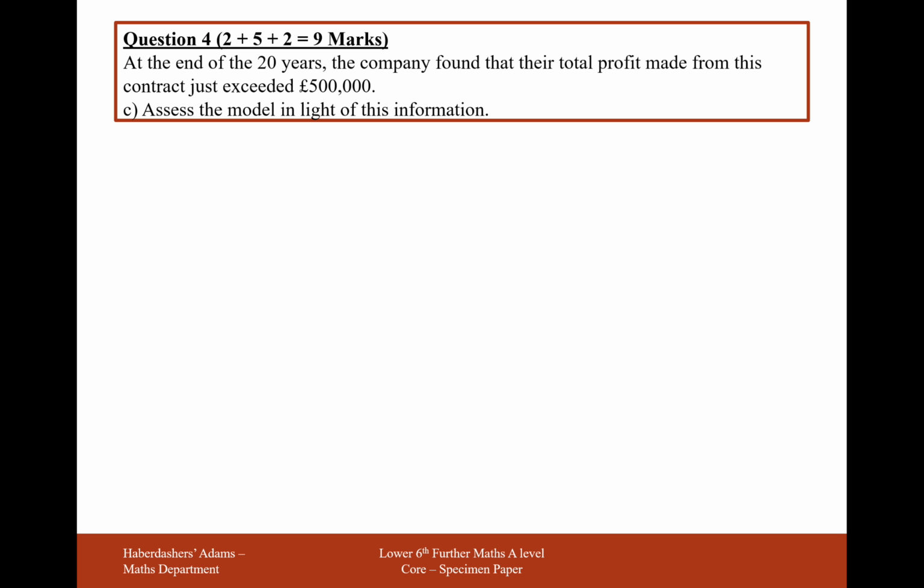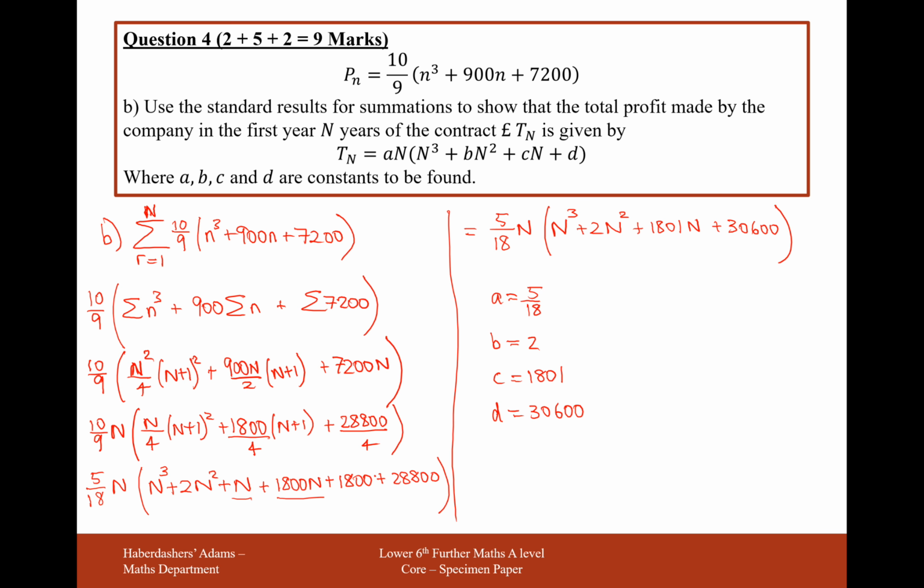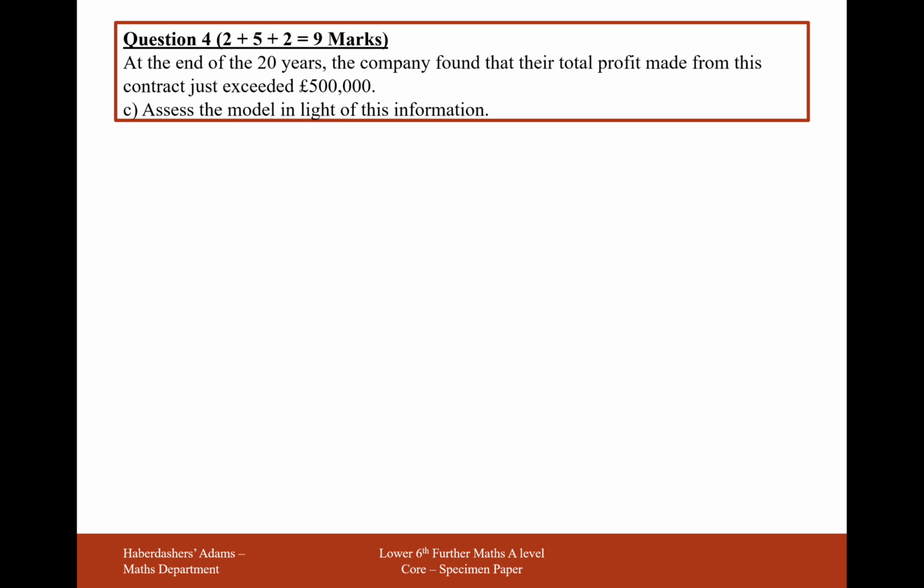Part C, the last bit: at the end of 20 years, the contract has just exceeded 500,000. Assess the model in the light of the information. So what we have to do is grab our formula, this one here from before, and plug in the profit after 20 years. So plug in the value for 20 here, do that all on your calculator, and we work out that T20 is going to be equal to 419,000 pounds.